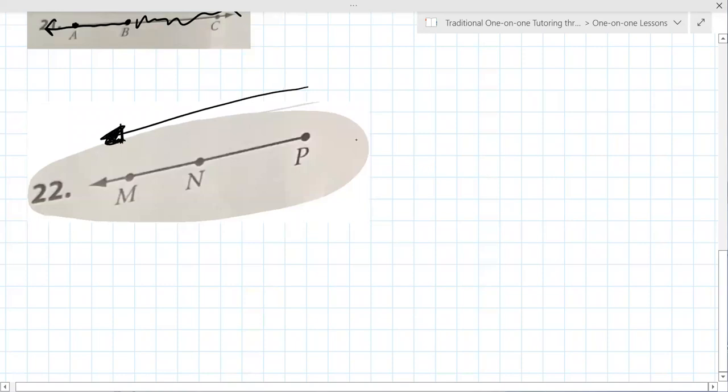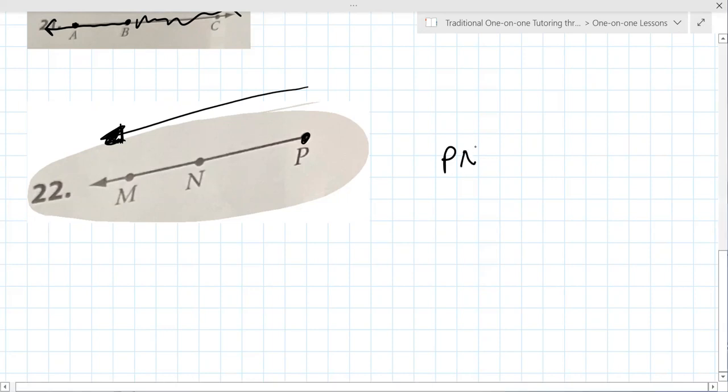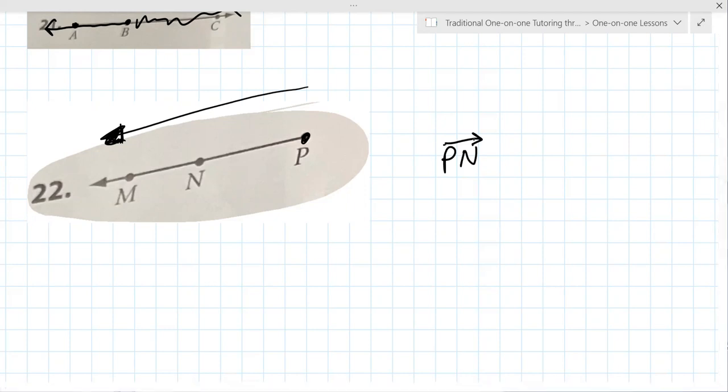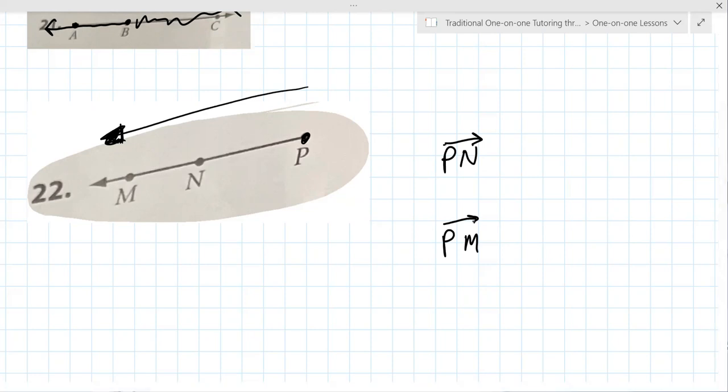You always want to start with the endpoint. The endpoint is P. What other letter does it go through? PN. So PN, like this. This means it starts at P and goes through N. It's a ray and it always points wherever it goes, so you have to start at the starting point. Now the other option is starting at P and going through another letter, M. So those are the two answers to 22.